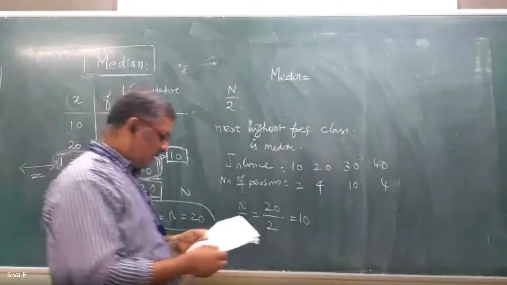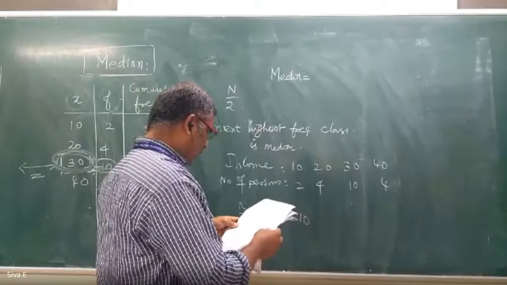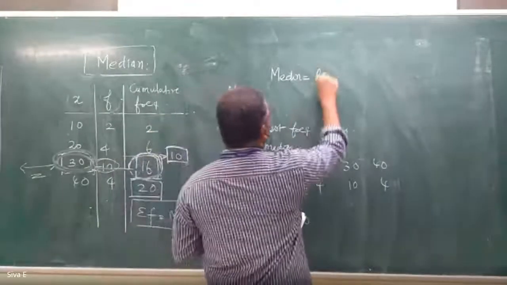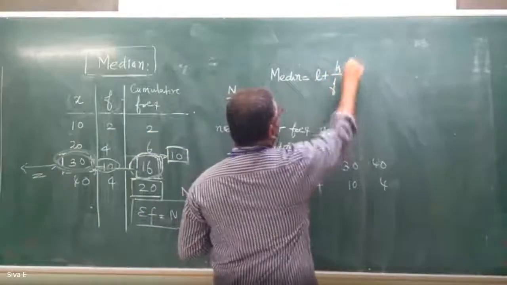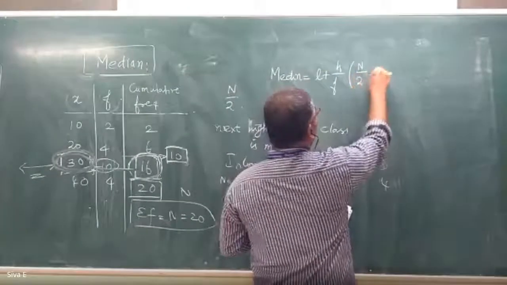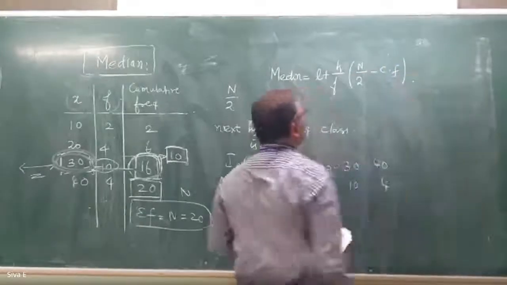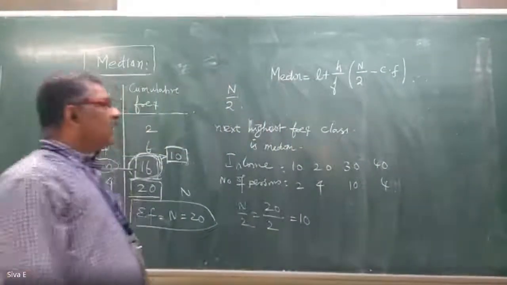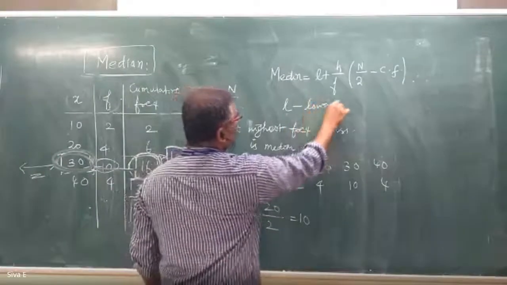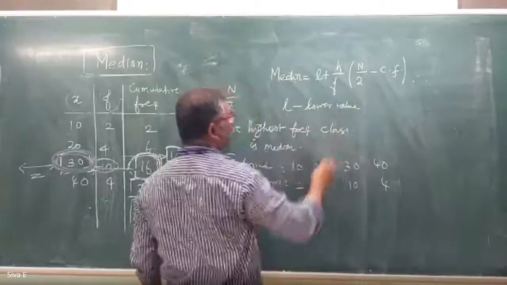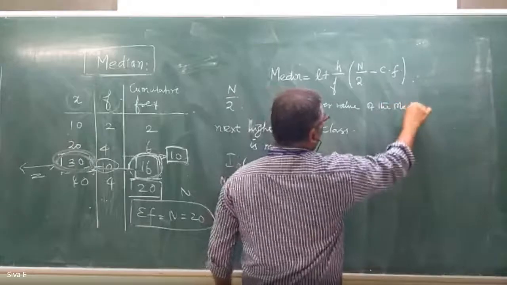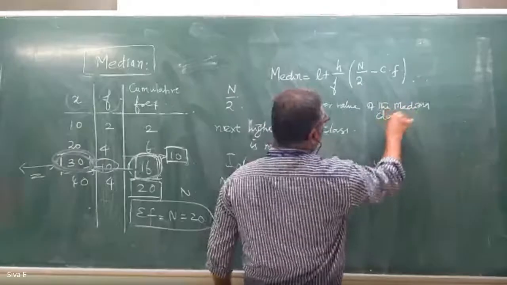For the continuous case, the formula is L plus h by f times (n by 2 minus Cf). Here L is the lower value of the median class.